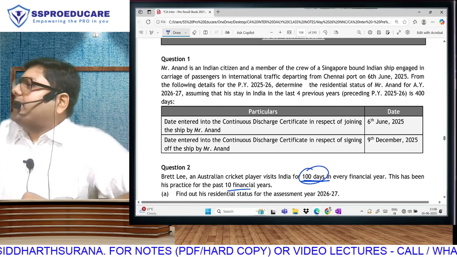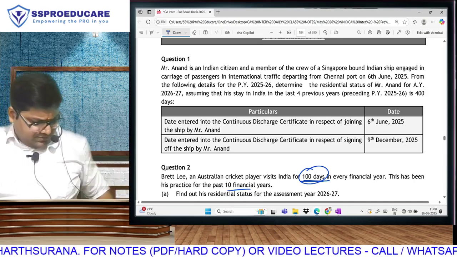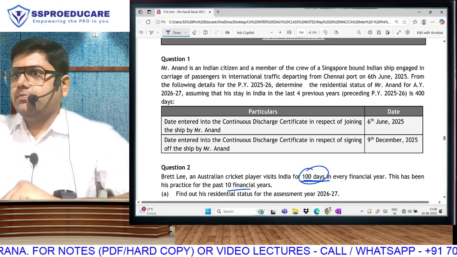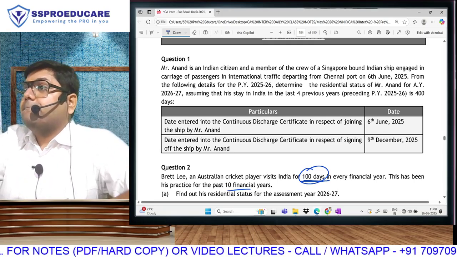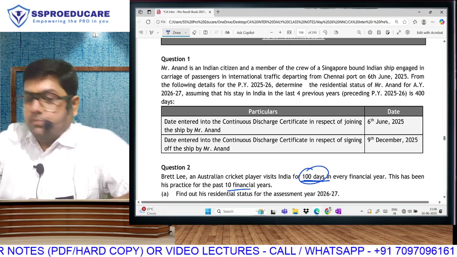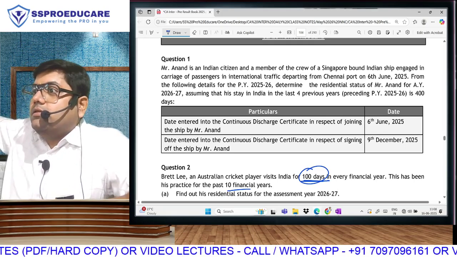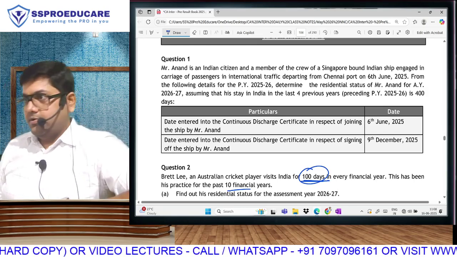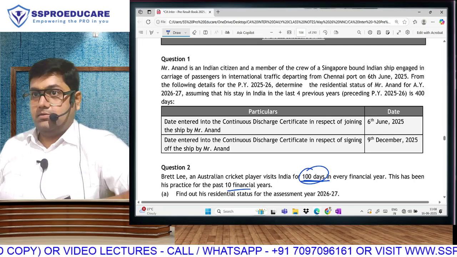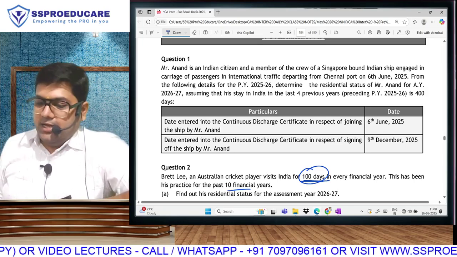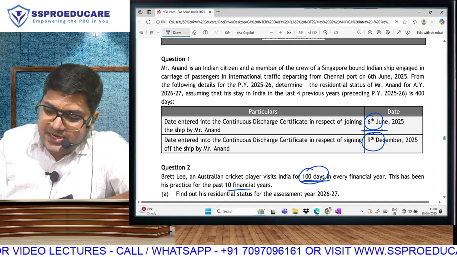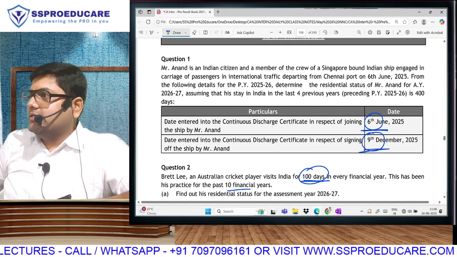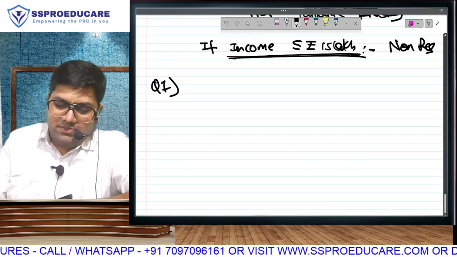Which part of the chapter is this question from? The chapter was a big chapter. No, what part is being tested here? Crew members. In the case of crew members, we are going to exclude the CDC period. So if the CDC was from this date to this date, this much period is not going to be considered as stay in India. With this in mind, let us solve.